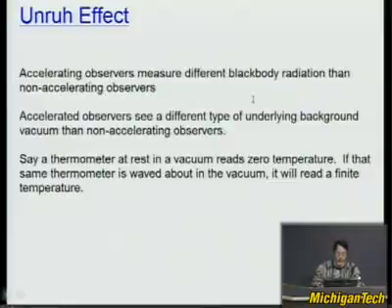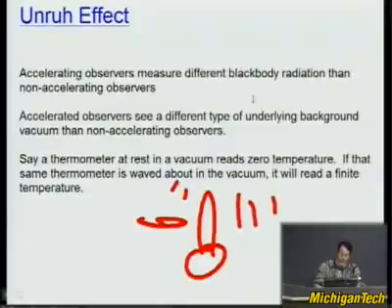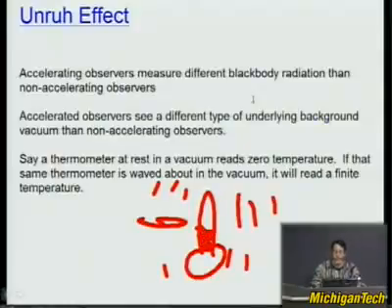For instance, let's say you had a thermometer, and you would just hold this thermometer at rest, and it would read zero temperature, say, no radiation around. Now you wave this thing about. Here, I'll show the wavy line. So you wave the thermometer about. Then suddenly the thermometer is going to read a temperature, even if there's no radiation. It will read a finite temperature if you wave it about.